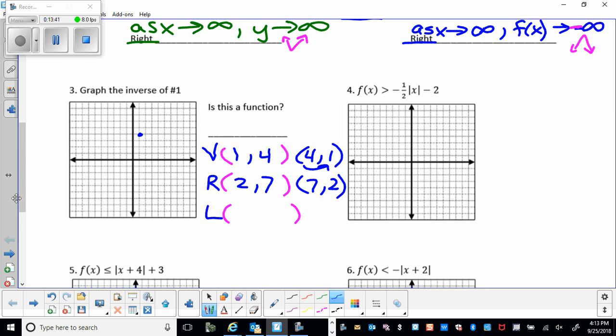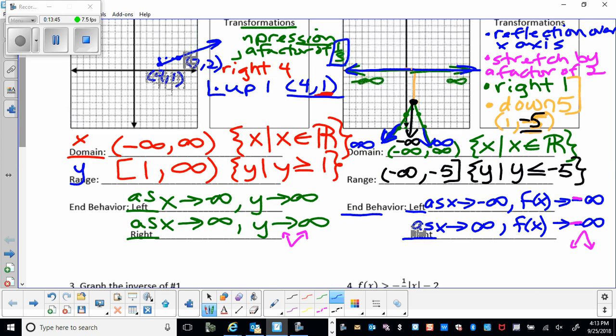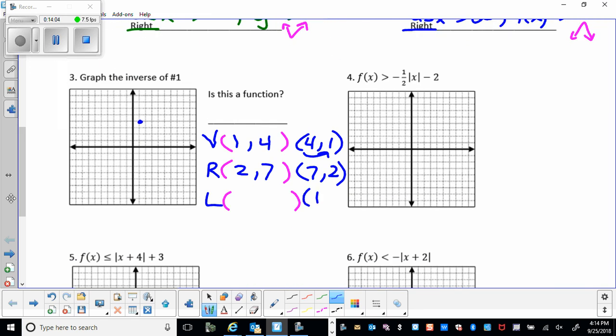And 1 to the left of the vertex, well, I go up 1 and over 3. Remember, the slope was 1/3. So I went this way, 1 to the left, excuse me. The coordinates of that point would be 1, 2. So 1, 2 is my original graph, and the inverse is going to be 2, 1.